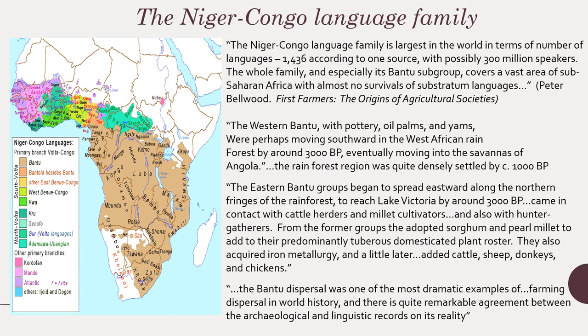Quoting from a book called First Farmers, The Origins of Agricultural Societies, the author says, the Niger-Congo language family is the largest in the world in terms of number of languages, 1,436 according to one source, with possibly 300 million speakers. That would be now. People are speaking a language or a language derivative of one of the original Niger-Congo languages.